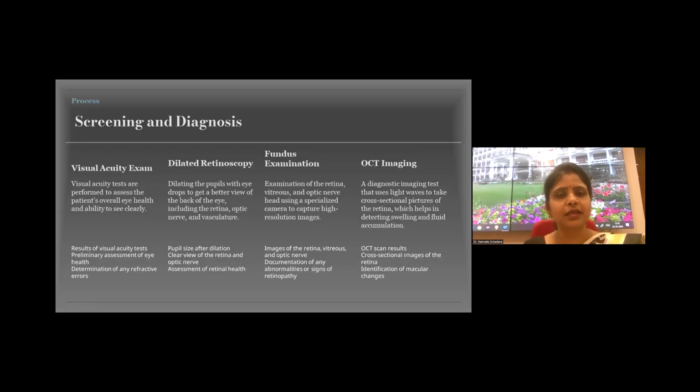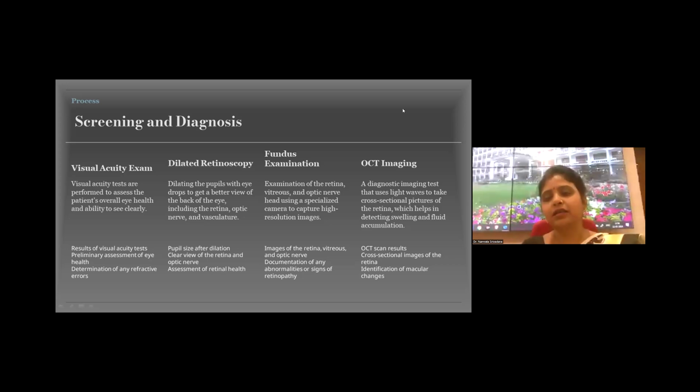Now, screening. What are the screening diagnoses? Here we discuss the basic four types of screening that are important in diabetic retinopathy. The first is visual acuity examination, then dilated retinoscopy, fundus examination, and OCT imaging. Visual acuity examination is performed to assess the patient's overall eye health and ability to see clearly. Dilated retinoscopy uses eye drops to get a better view of the back of the eye, including the retina, nerve and vascular structures. Fundus examination is helpful for examining the retina, vitreous, and optic nerve using a specialized camera which captures high-resolution images, so it shows abnormalities or signs of retinopathy.